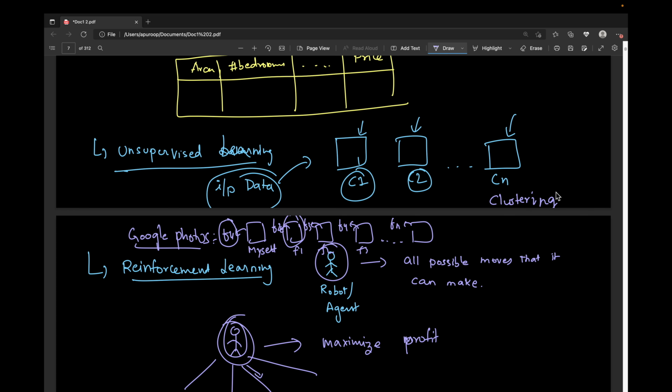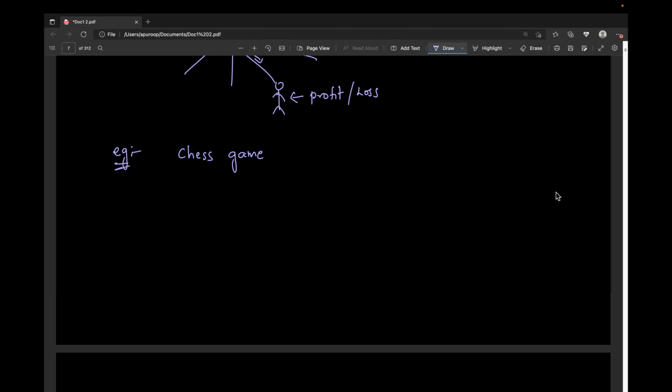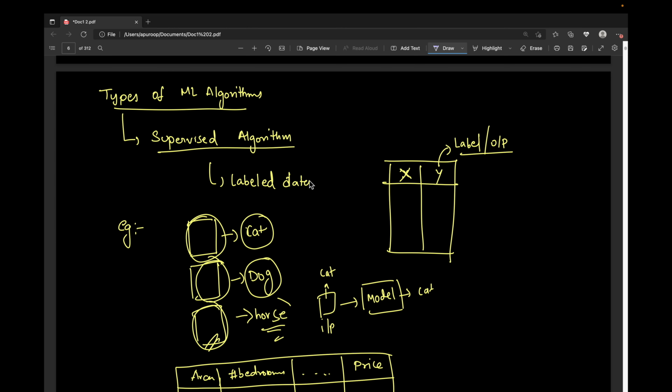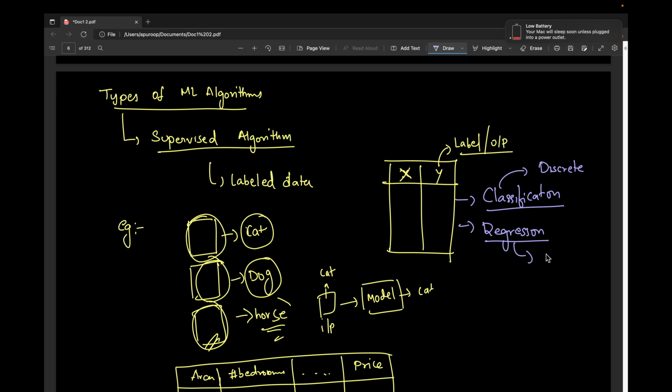And similarly, in the case of supervised algorithms, there are two types. One is classification and the other one is regression. So there are two types of supervised learning algorithms. In classification, the output is discrete, whereas in regression, the output is continuous.